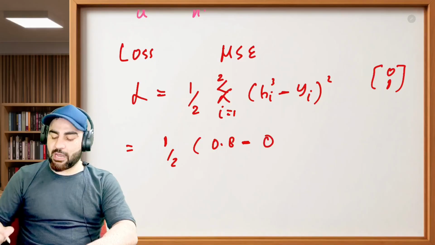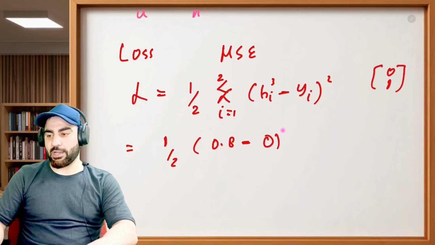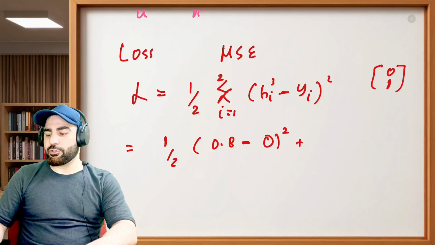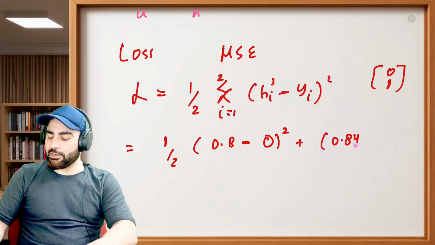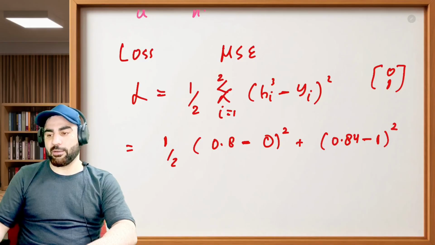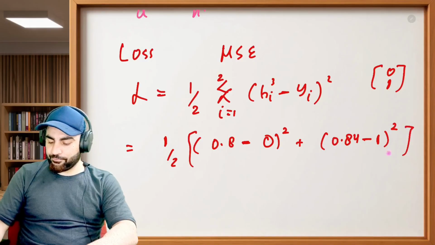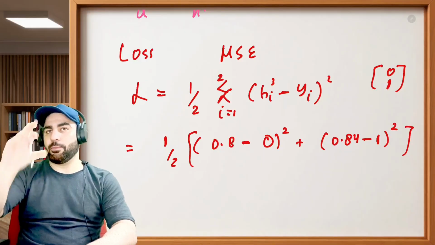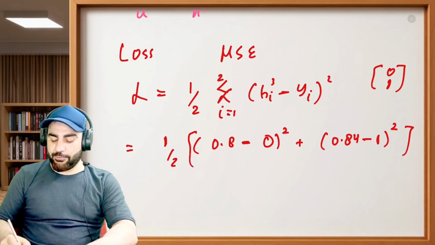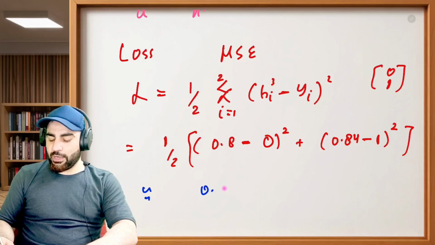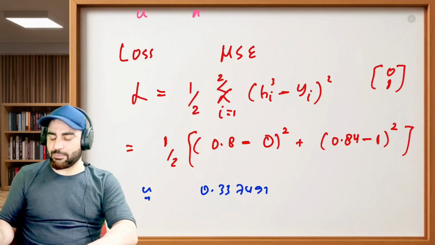The actual prediction should have been 0, and then we have to square it up. Plus, the second value we got is 0.84, and this should be subtracted from 1. We should have got 1, we got this value, and then we should square it up. This 1 by 2 is for both the values. So this is our loss computed for both of these points in the vector. The loss is 0.337491, something of that sort.